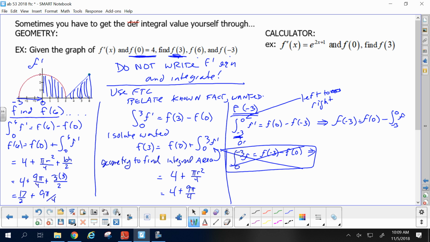All right. When I rearrange this, what is f at 0? 4 minus pi r squared over 4. So you should have something like 4 minus 9 pi over 4. Minus, not plus. Minus. Okay?